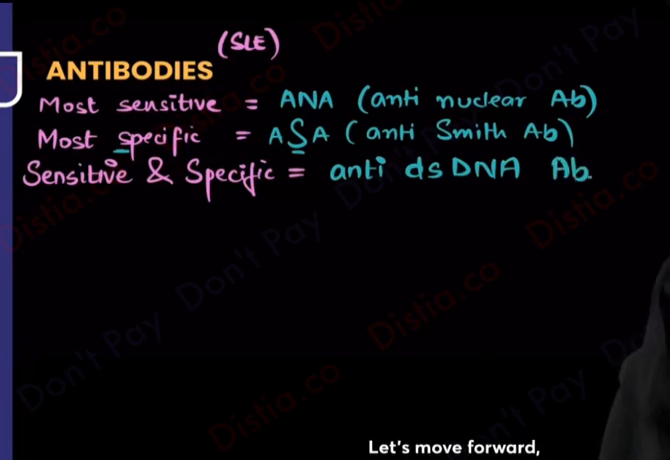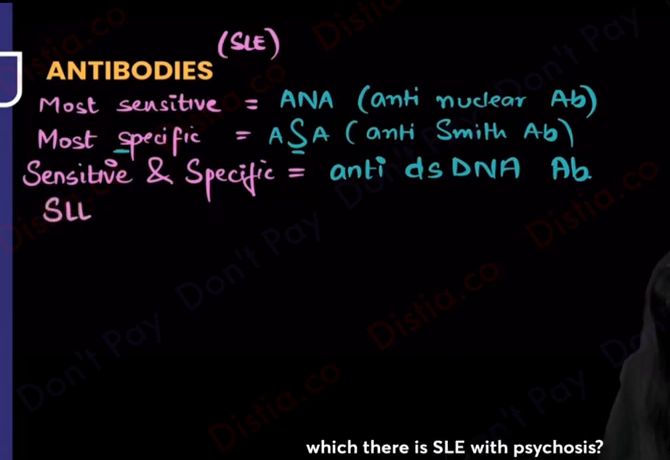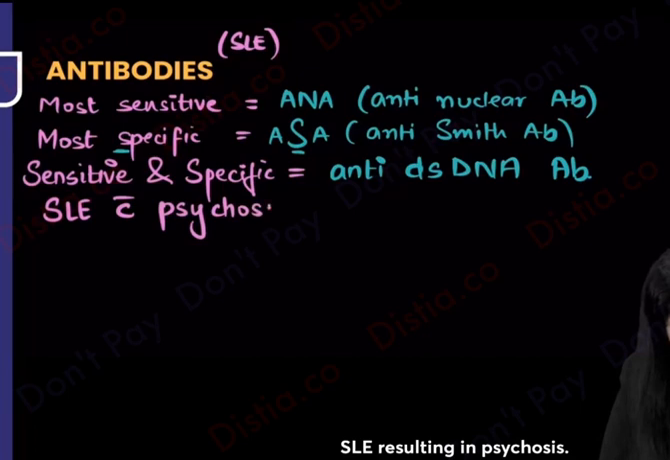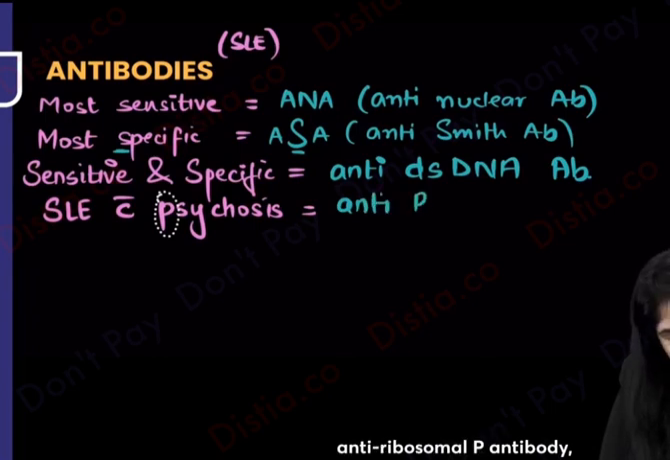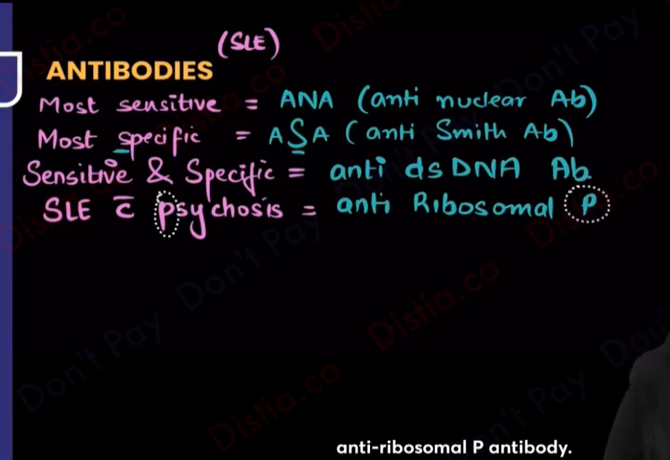Let's move forward. Which is the one that you see in which there is SLE with psychosis? SLE resulting in psychosis. So in psychosis you will take out the P from here and the antibody will become anti-ribosomal P antibody. Anti-ribosomal P antibody, right?